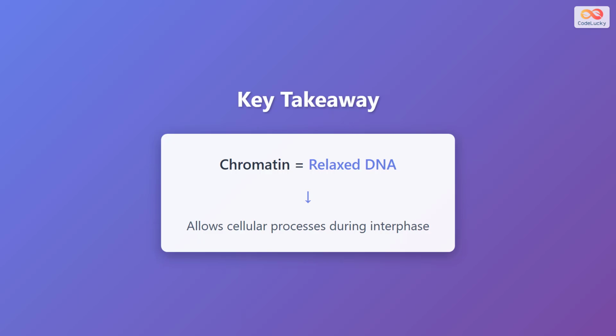Here's the key takeaway from this lesson. Chromatin equals relaxed DNA. This relaxed state is what allows all the essential cellular processes to occur during interphase. When DNA is in the form of chromatin, enzymes and proteins can access the genetic information to read genes, copy DNA, and perform repairs. Without chromatin's organized yet accessible structure, cells couldn't function properly.